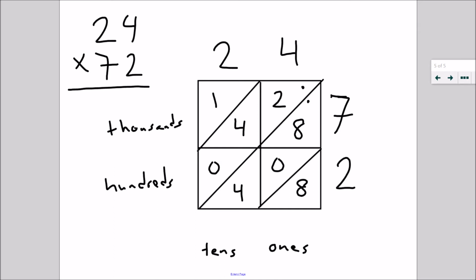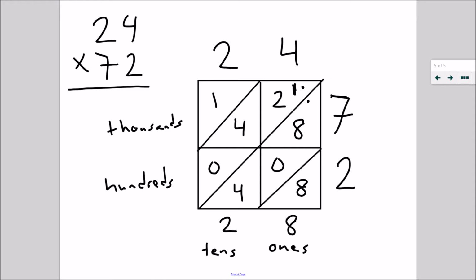Let's add them up. 8 plus nothing, I have 8 ones. 8 plus 0 plus 4 is 12. Now this is tricky because I've got 12 tens. That means I've got 2 tens and 100 I can carry over. Remember to carry that extra digit over if you have to.